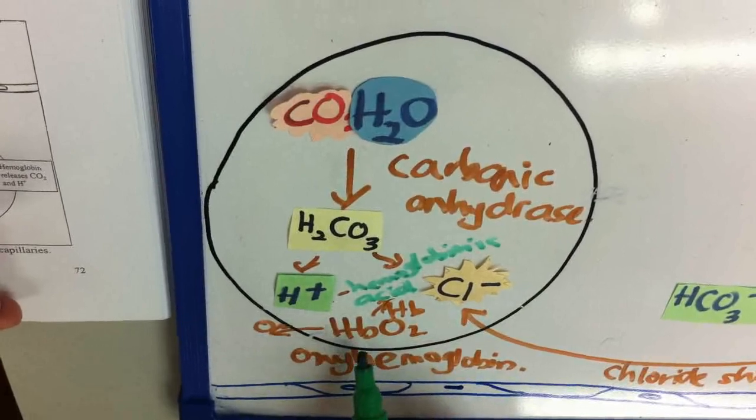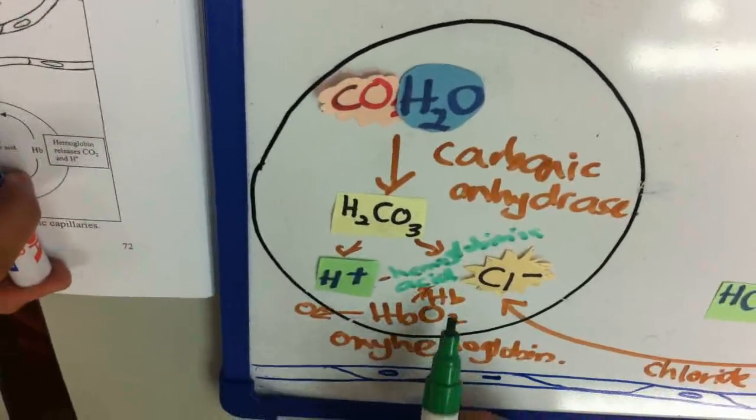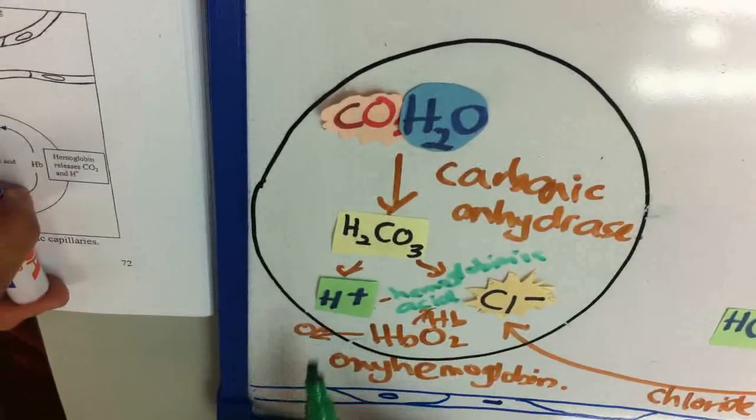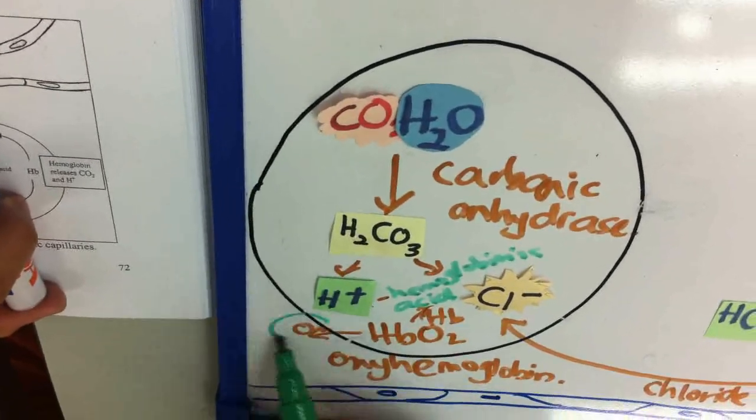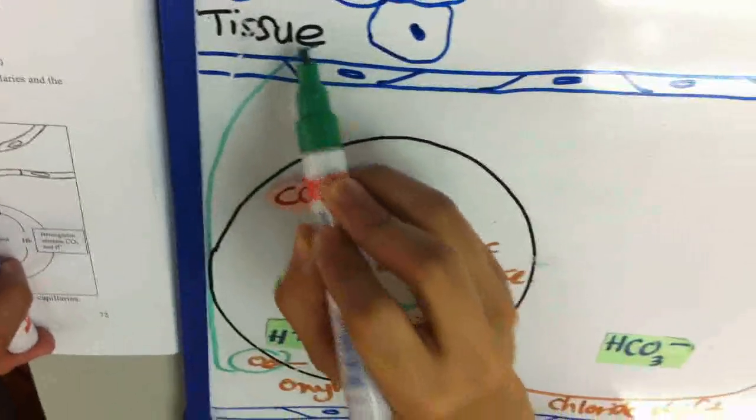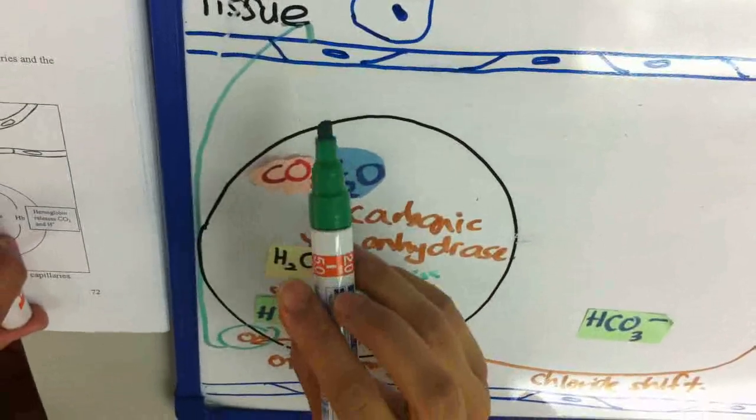So the oxyhemoglobin will dissociate to become Hb, as I said before, and the oxygen. So where does this oxygen go? It will go to the tissues for the cellular respiration.